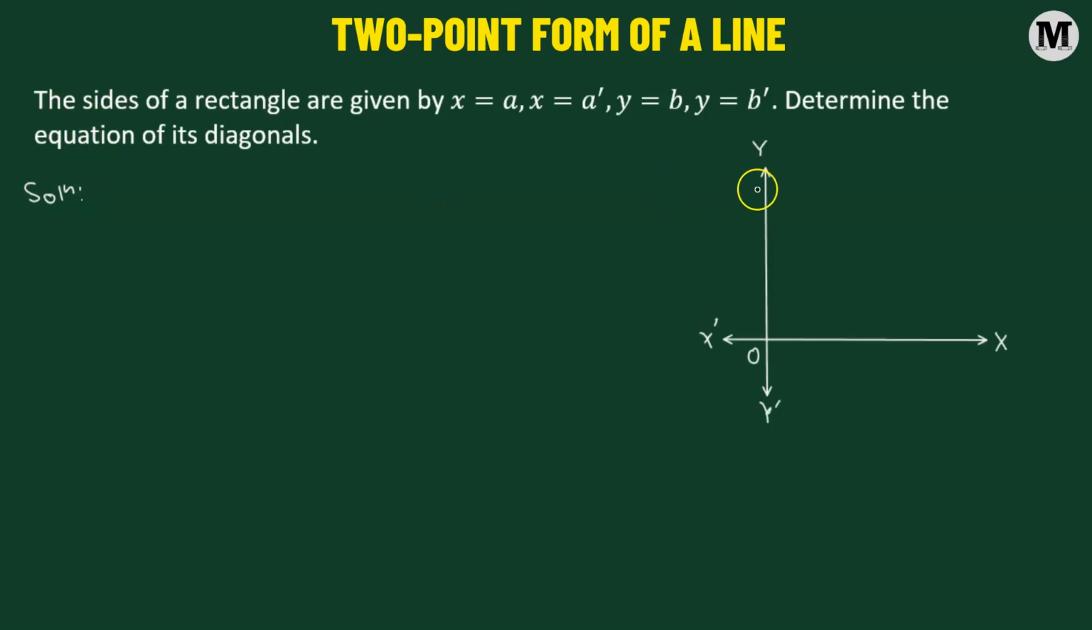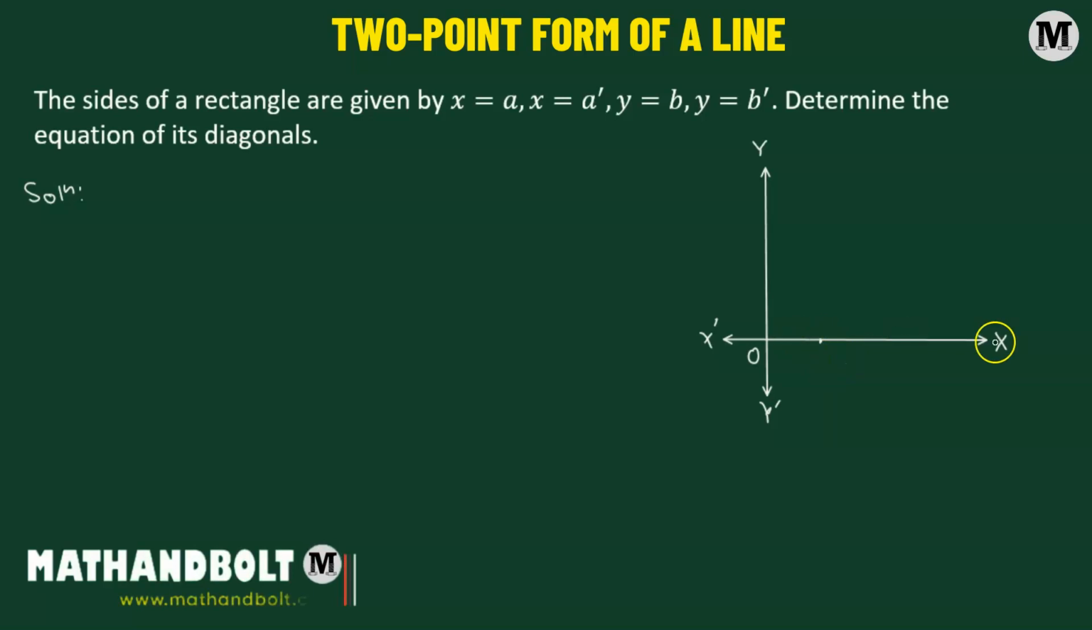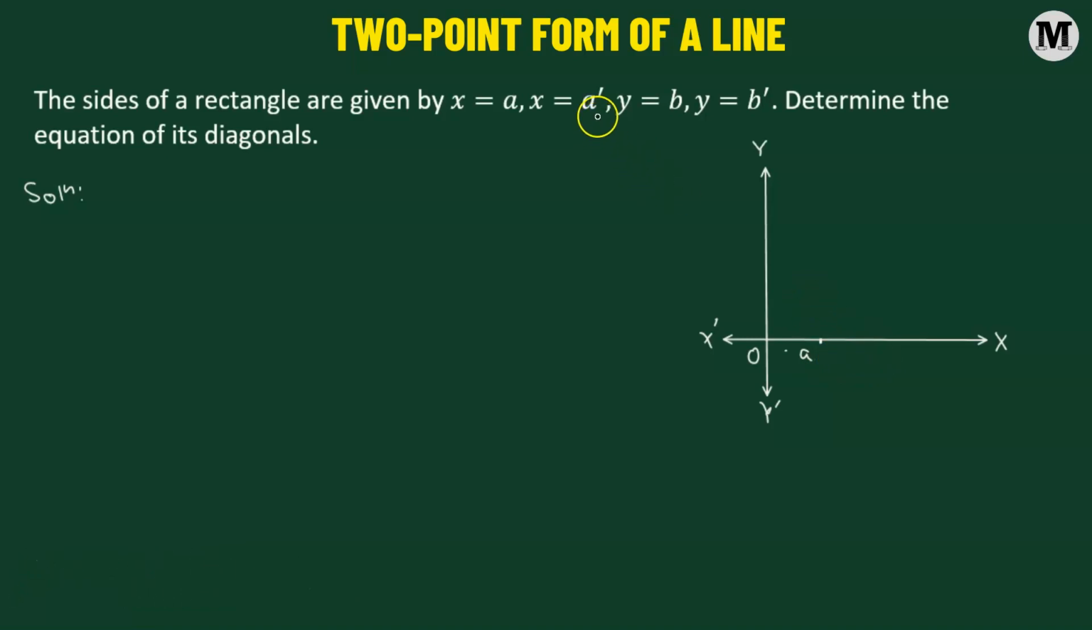So here we have the coordinate axes. Now let's begin with the first equation, x equals a. Let's say we consider a point on the x-axis in the positive direction and let this point correspond to x equals a. And then we'll consider another point on the same x-axis, a prime, assuming that a prime is greater than a.